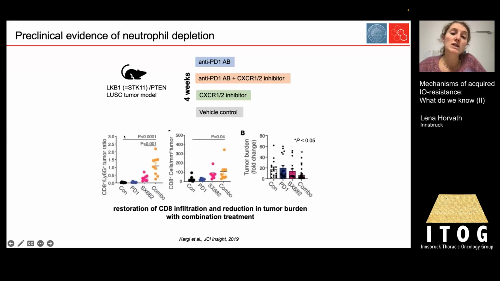And what they found is when you combine these two strategies, you can actually restore the infiltration of CD8 T cells. As you can see here by the index or only by the CD8 T cells alone, you can restore the infiltration. And only the combination of these two therapies was able to significantly reduce the tumor burden.